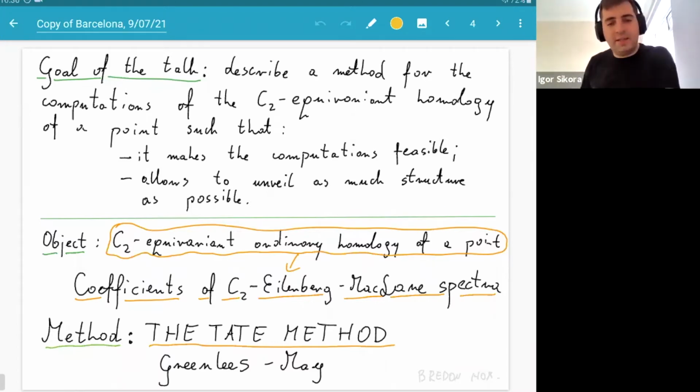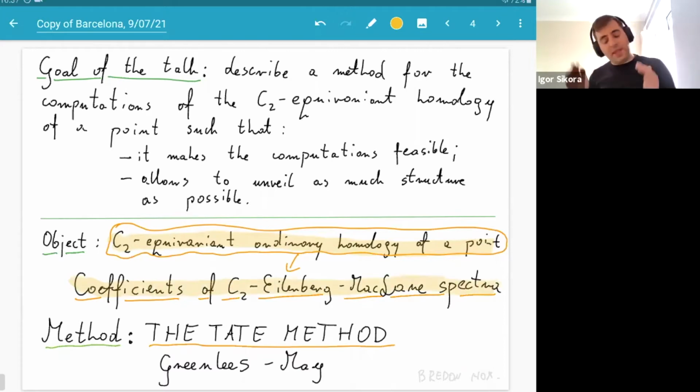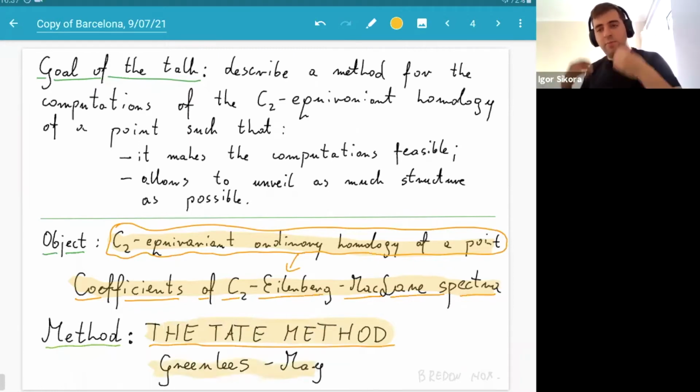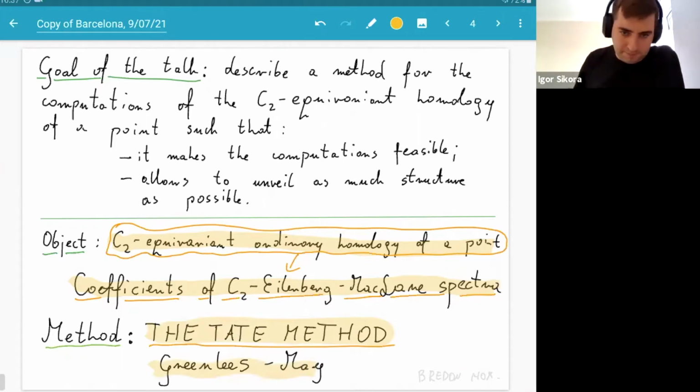So our object of study will be C2-equivariant ordinary homology of a point, but rather we are going to compute the coefficients, the RO(C2)-graded coefficients of C2 Eilenberg-MacLane spectra. And as we will see later, these spectra, the C2-equivariant Eilenberg-MacLane spectra, are just representing objects for ordinary equivariant homology. And the method which we are going to use will be the Tate method as developed by Greenlees and May. So this is a method which will be based on the Tate diagram.